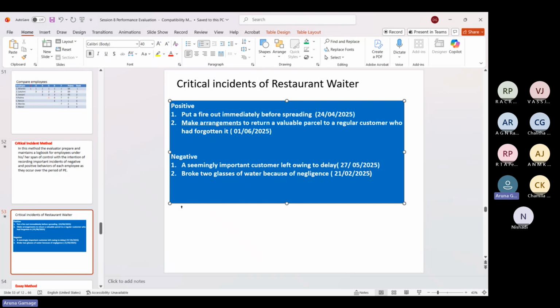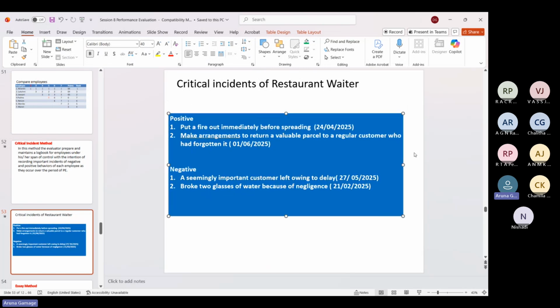Right. So the manager has put some entries with regard to positive and negative incidents that had occurred on the part of the restaurant waiter. For example, on the 24th of April 2025, the particular restaurant waiter has put a fire out immediately before spreading. Is it a positive incident or negative incident to be considered when evaluating performance?